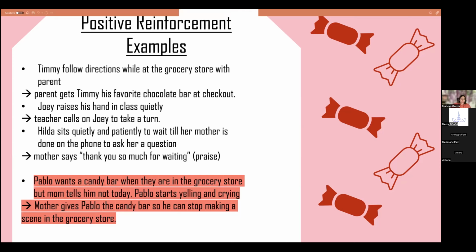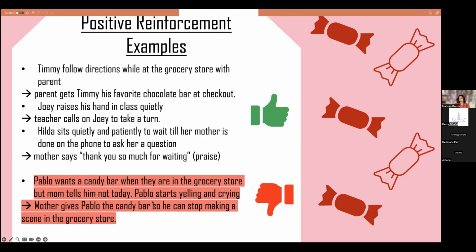Hilda sits quietly and patiently to wait till her mother is done on the phone to ask her a question. Same thing, listening to directions, following instructions, waiting for her mom to continue or finish her conversation on the phone, and then proceeds to being able to ask the question. So the mother says, "Thank you so much for waiting," a form of praise. And then from here, she should proceed to give her the attention that she wanted or to listen to her question. So these are all good forms of positive reinforcement.